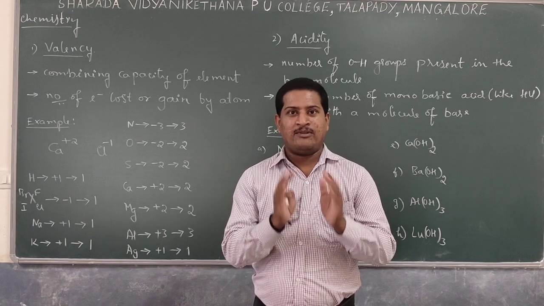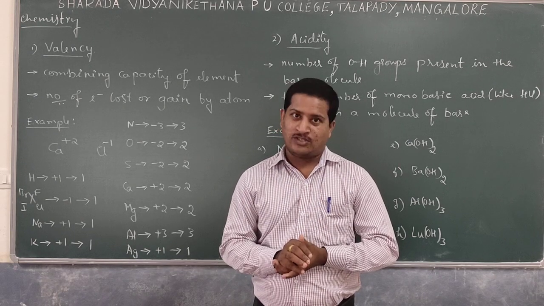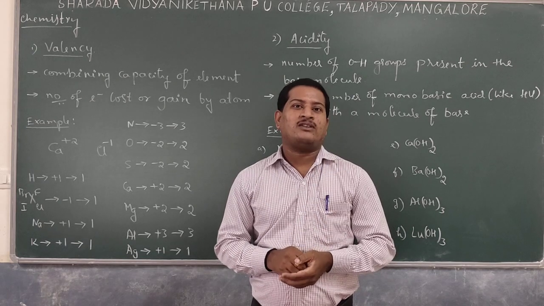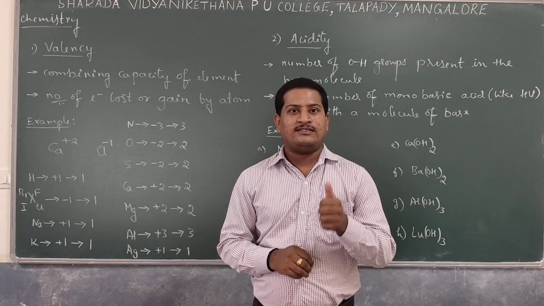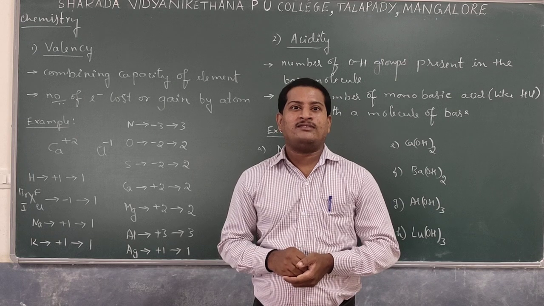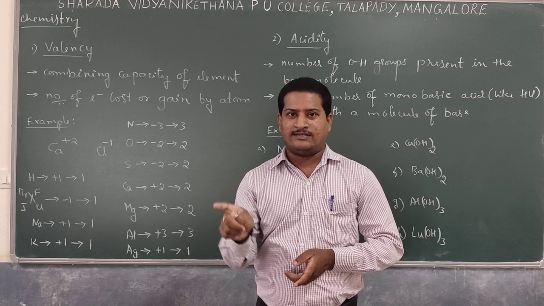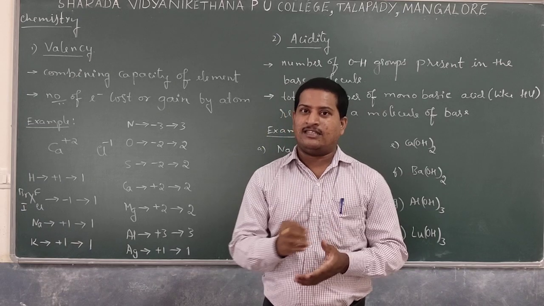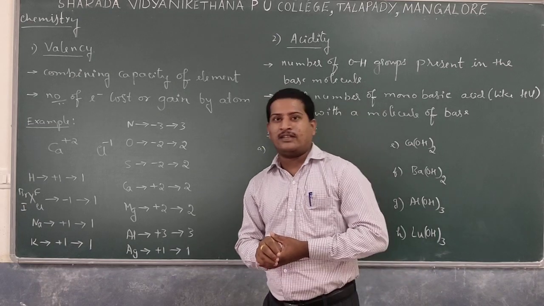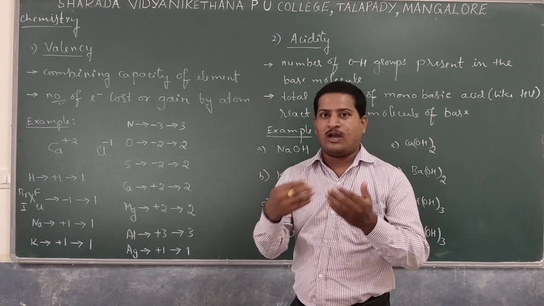For that, some important terminologies are there. You must know. There are three important terminologies for that. The first is valency. The second one is acidity. The third one is basicity. Valency, acidity and basicity. Let us see these important terminologies, the meaning of them, and how to determine them.